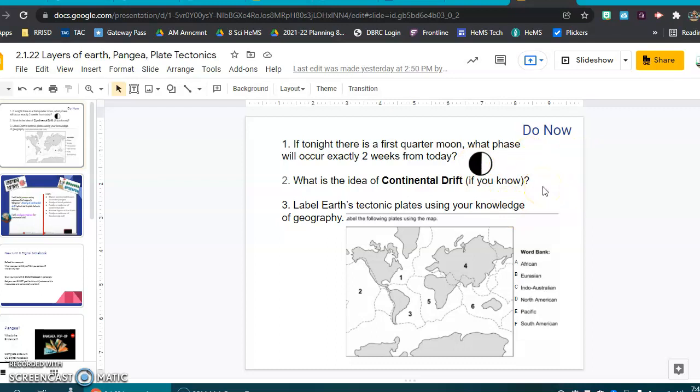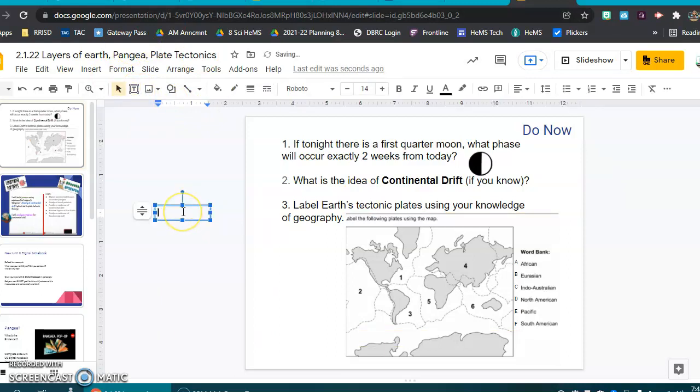Continental drift. All right, you don't know? We can come back to it because that's today's topic. And label the tectonic plates using your knowledge of geography. On the do now, when you get to 3, I would do 3 space A, because that's African, and then I'd look for a plate. Oh yeah, A, there's Africa, so that's 5. And then space, B, Eurasian, Europe and Asia. Exactly, you got that, 4. And C, Indo-Australian. I don't know what the Indo means, but I recognize Australia. So would you finish the rest of those for me?